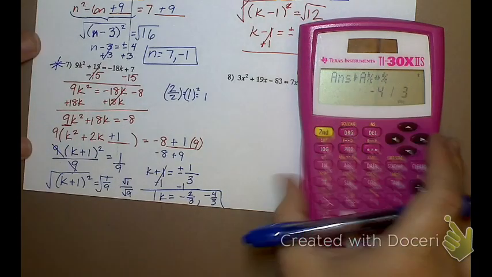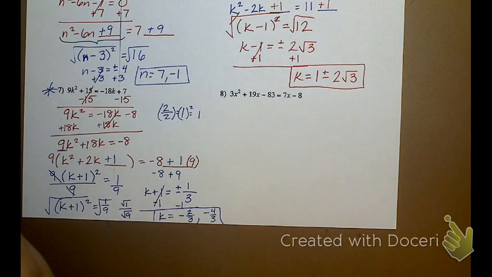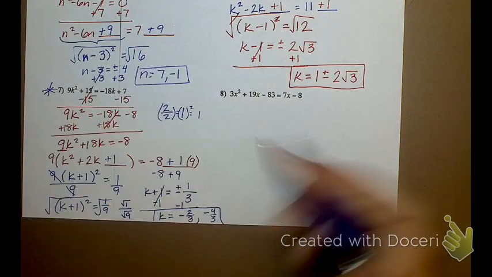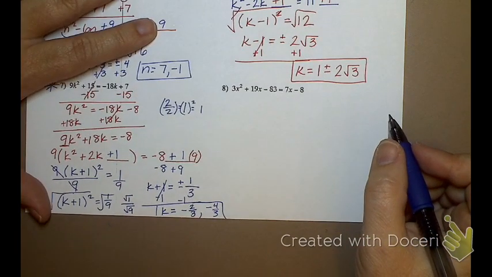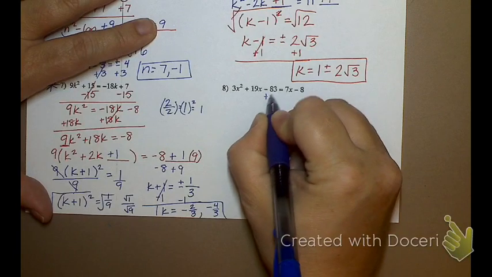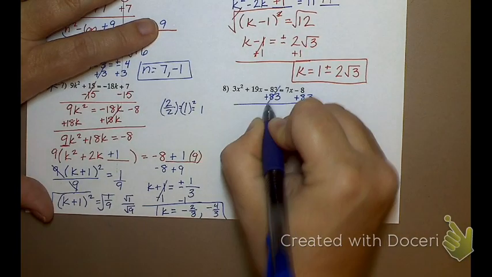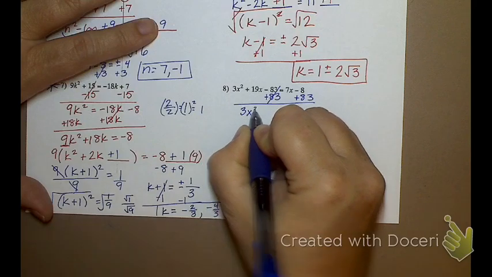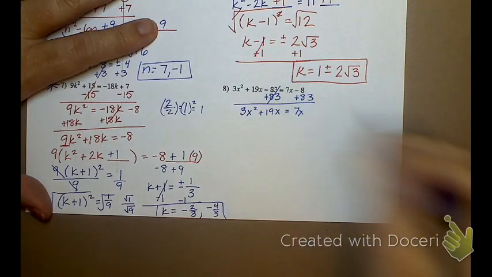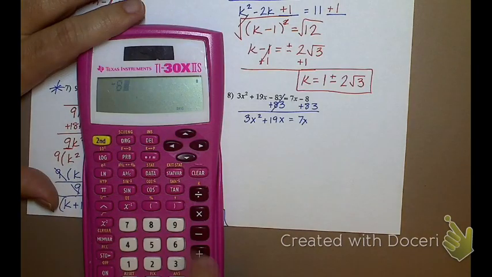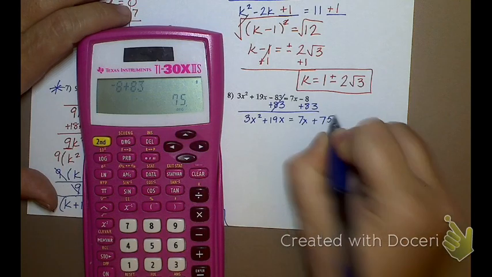So why don't you try number 8? See what you can do. Actually, you know what? Let me start off number 8 with you, and then I'll let you try some steps on your own. So I got to move some stuff around. What do I need to move around? 83, okay? Plus 83. Moving that to the other side. So I have 3x squared plus 19x equals 7x negative 8 plus 83, 75.